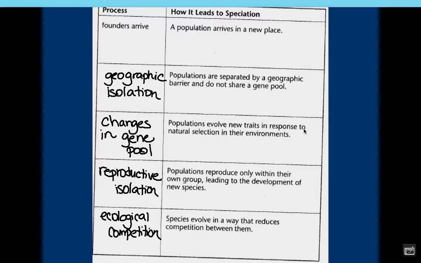So you can see the process of speciation actually brings together a lot of the things that we talk about during this course of biology. It involves genetics. It involves ecology. It involves the different life processes that we have going on. So it really ties together a lot of the central themes of our biology course here.